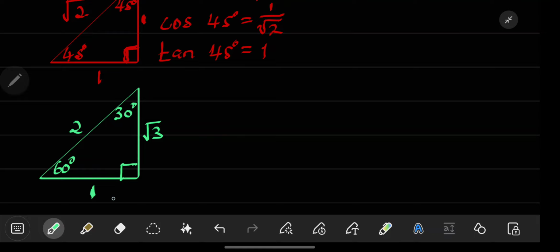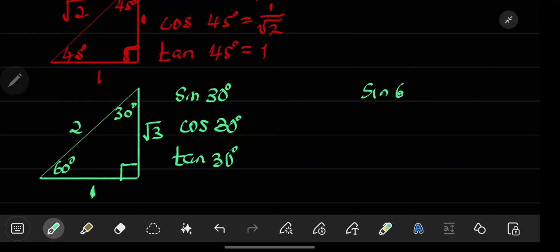So from this one, we can also do a lot. We can give them sine 30 degrees, the answer of sine 30 degrees, right? We can give them the cosine of 30 degrees. We can give them tangent of 30 degrees. Sine of 60 degrees. Yes, we can also give them the answer to sine of 60 degrees. And cosine of 60 degrees. Tangent of 60 degrees.